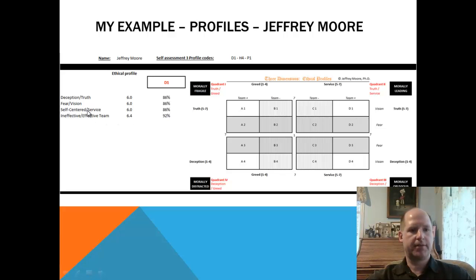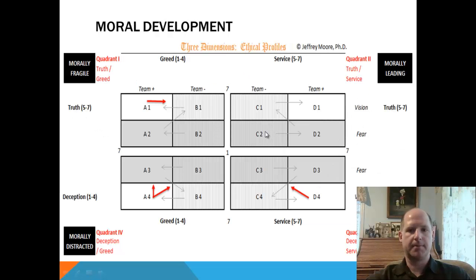And then self-centered versus service, I scored myself a 6. Again, that's in the 5 to 7. So that would be over here. So I would be either in C1 or D1. And then finally, ineffective versus effective, I have a 6.4 on my self-assessment. So that would put me in the Team Plus there, D1. So I would score myself a D1 for my profile.